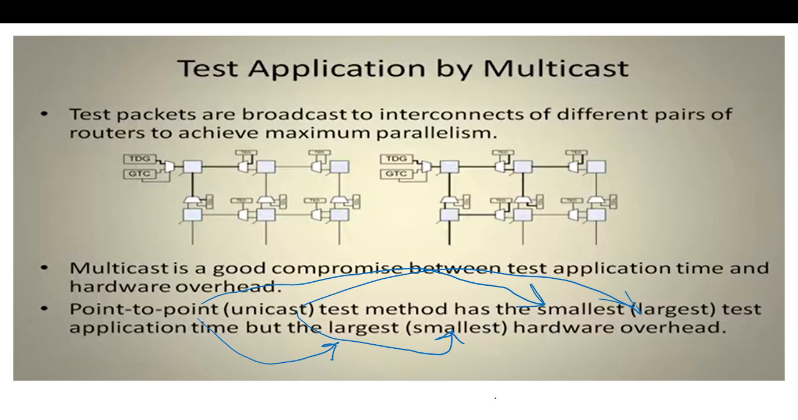So point to point, just write it in one line, and next is unicast. In terms of time, this is small, this is large. In terms of area, this is large and this is small. So there is a trade-off.